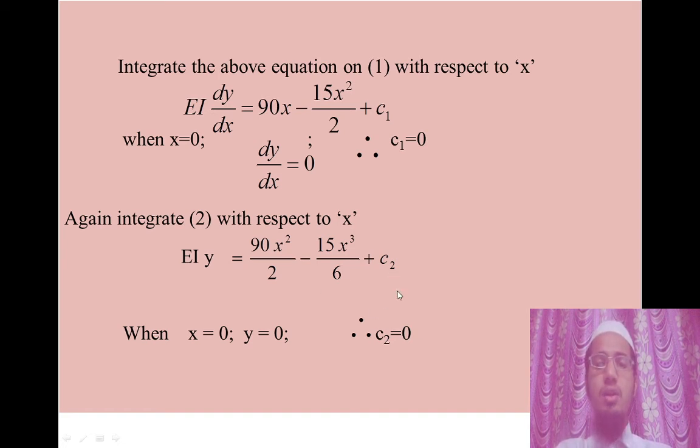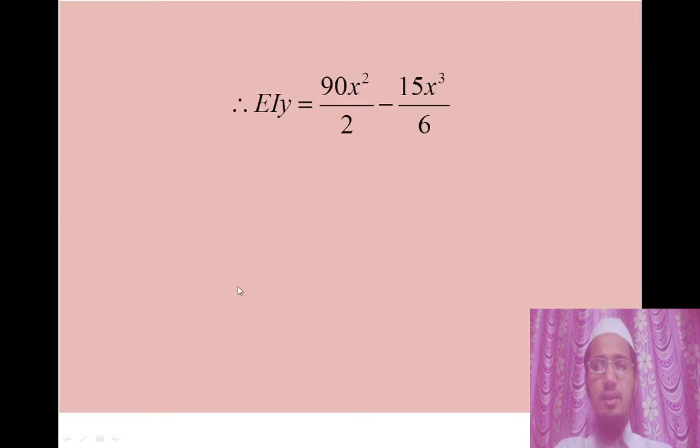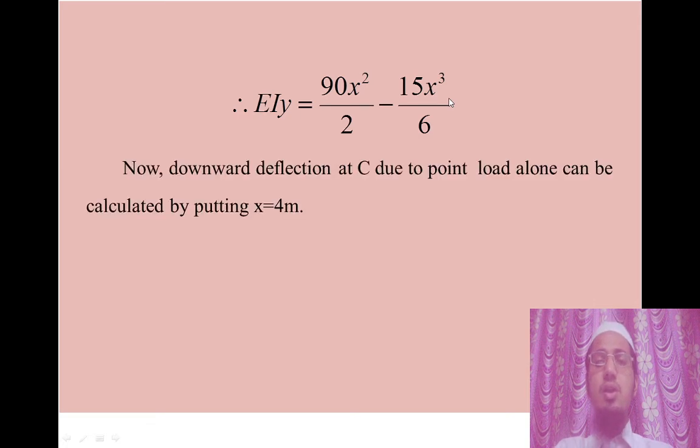Now we have found these two constants of integration, and our simplified equation of deflection will be EI into y equals 90 into x square by 2 minus 15x cube by 6. Okay, this is our deflection equation. Now to find deflection at any point, we will just put the value of x, the distance of that section from the fixed end, then we will get deflection at that point.